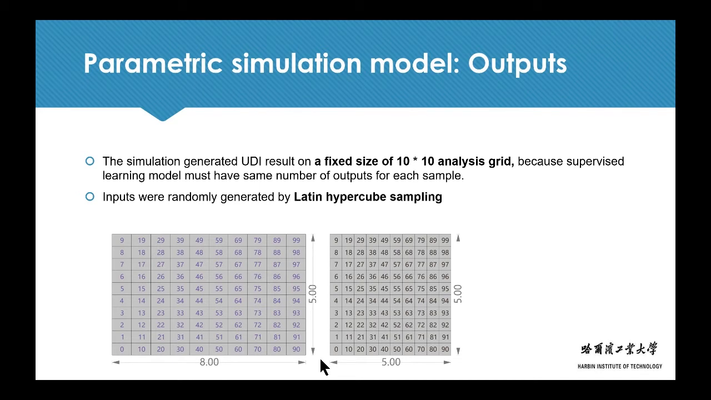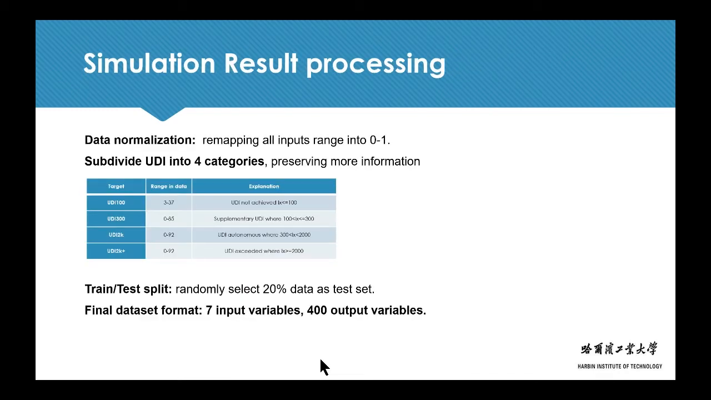Note that the number of sensor points per room doesn't change with the room dimension, because machine learning models need a fixed size of output. The Latin hypercube sampling method can create an equally distributed sample in multidimensional space, making it ideal for generating representative machine learning samples. After obtaining enough simulation data, we then process and split them into train and test datasets.